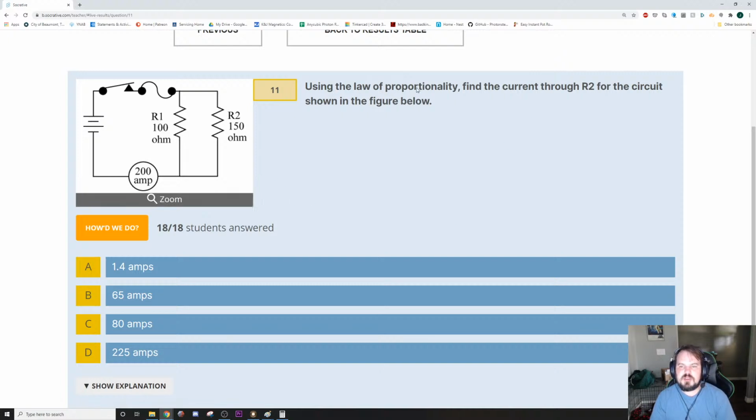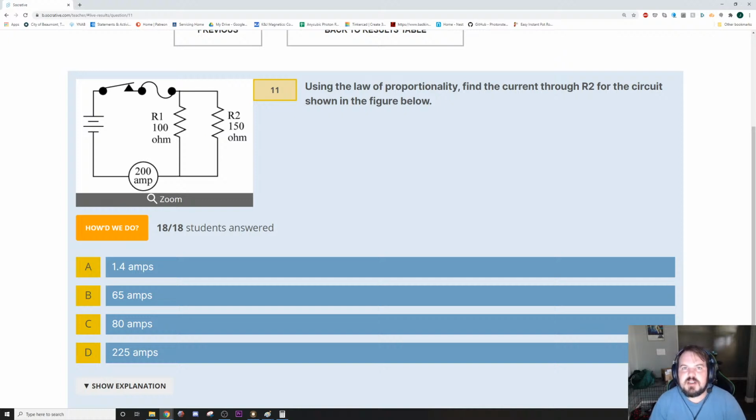Alright, new question. Using the law of proportionality, find the current through R2 for the circuit shown in the figure below. So you have 200 amps, and you know that R2's current is going to be less than half of that, but not a whole lot less. So that gets us down to between 65 and 80. What else can we find out? We could do product over sum, or reciprocal method to combine these two.